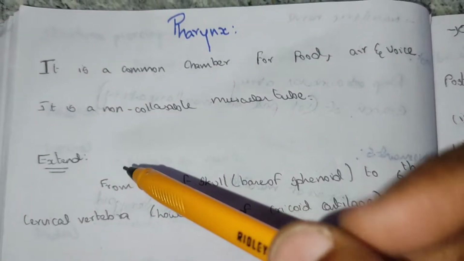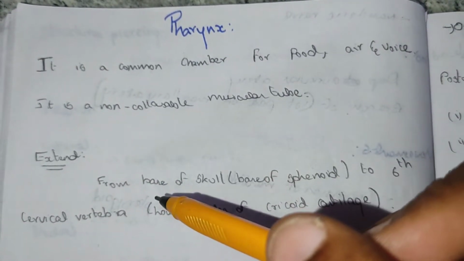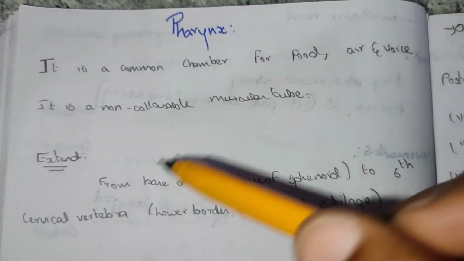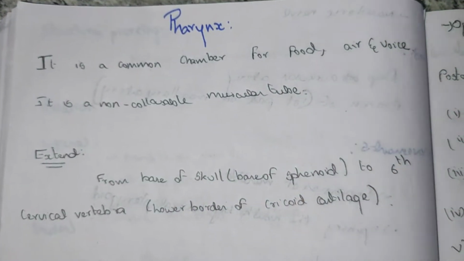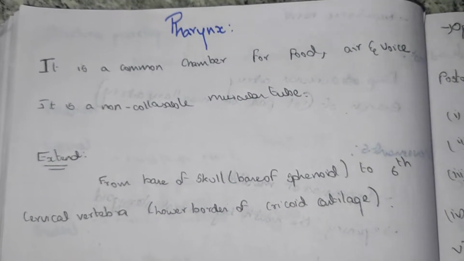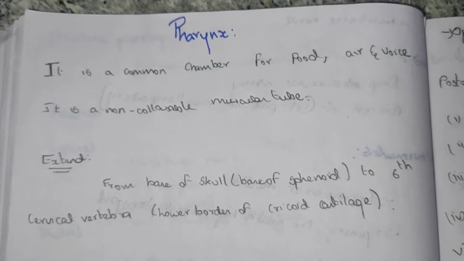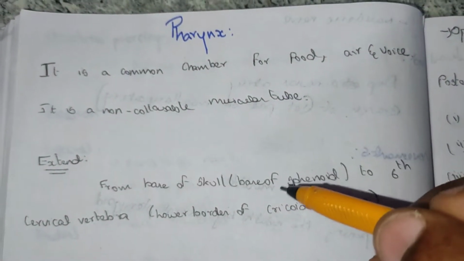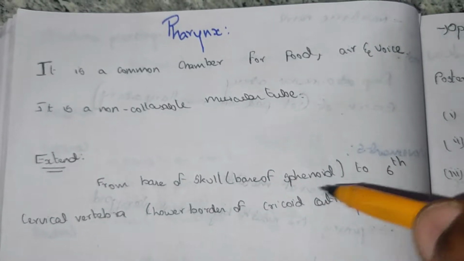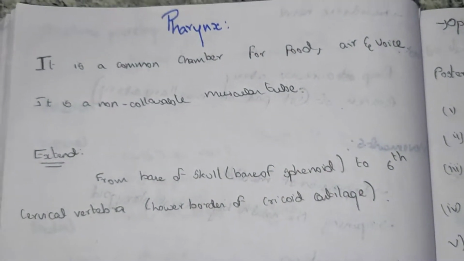You will see the extension from the base of the skull above to the 6th cervical vertebra below. Exactly, if we say, from the base of the sphenoid to the lower border of the cricoid cartilage.